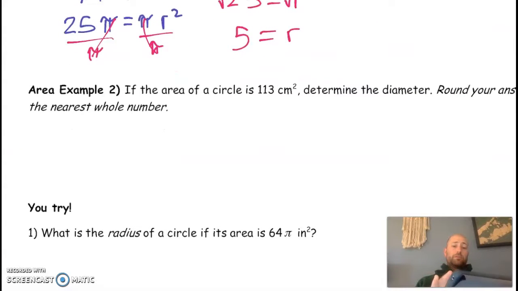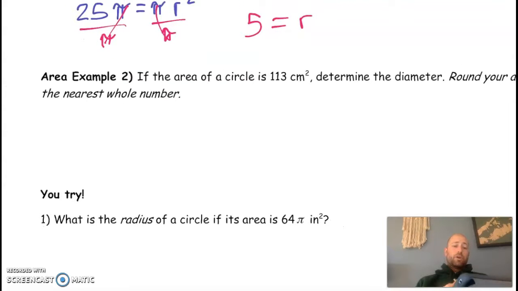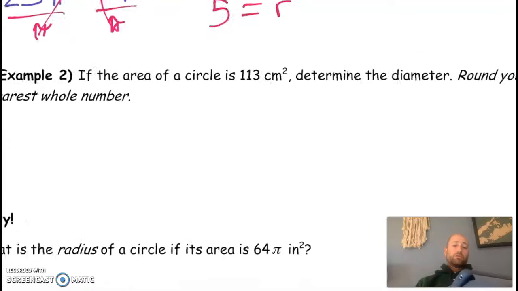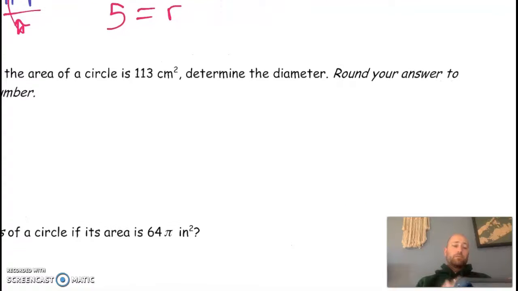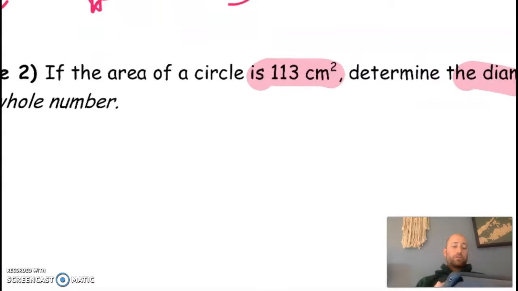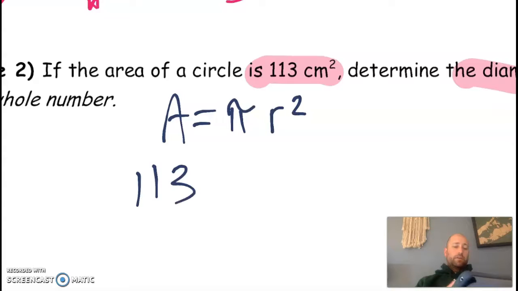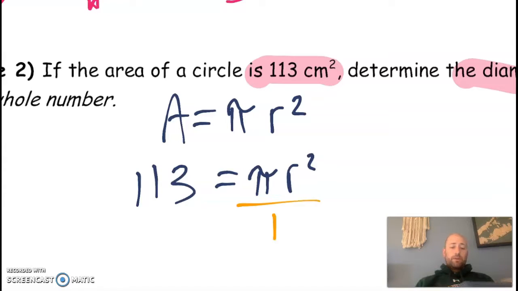We're going to do something very similar here when they give us a number. The area of the circle is 113. Determine the diameter. Okay, so we've got to make sure we read these questions carefully. Round it to the nearest whole number. So area equals pi times the radius squared. The area is 113. What is my first step? Yep, we're going to divide by pi.